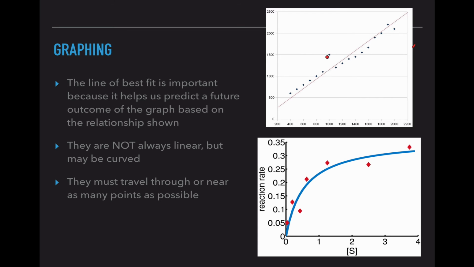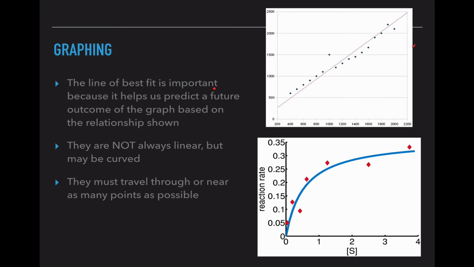This data point over here is considered an outlier. We are not using it in terms of our line of best fit because it is so off the trend that that was just a fluke measurement. It's something that maybe was measured incorrectly, maybe there was a variable that we didn't account for that may have changed that data point, but we're just going to pretend it's not there.